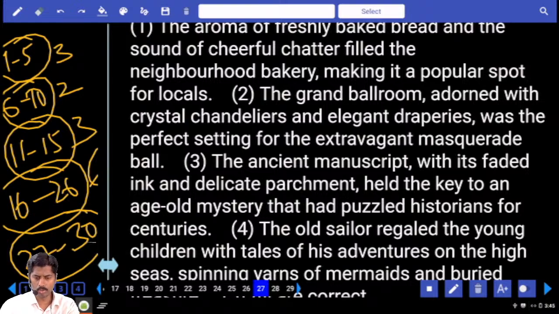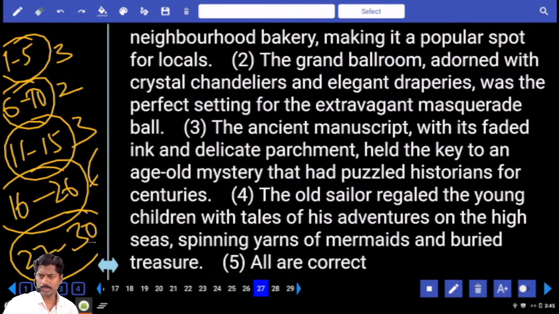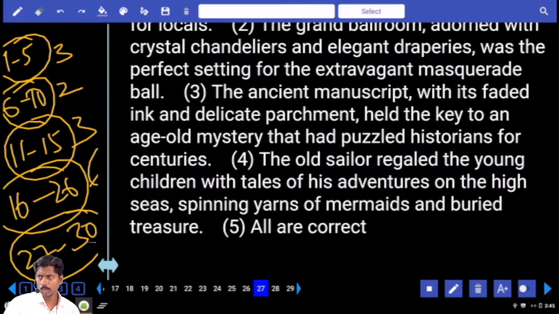The grand ballroom, adorned with crystal chandeliers and elegant draperies, was the perfect setting for the extravagant masquerade ball. Okay. The ancient manuscript with its faded ink, delicate parchment, held the key to an age-old mystery that had puzzled historians for centuries. Correct. The old sailor regaled. Regaled means entertained. So the old sailor regaled the young children with the tales of his adventures on the high seas, spinning yarns of mermaids and buried treasure. All correct, fifth option.